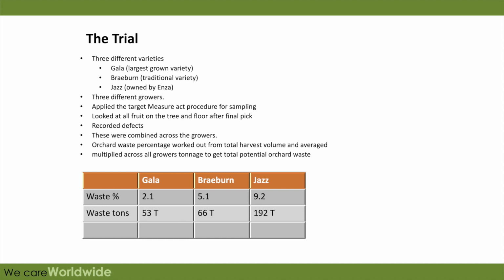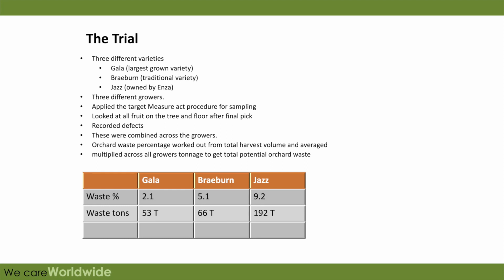We looked at all the fruit on the tree and on the floor, and all that's left after that final pick. So basically, in apple tree orchards, sometimes people will go in to pick the apples maybe 2 to 3 times, because not all apples are ready at the same time. So they'll pick the best ones, come in and then pick again and assess whether it's worth picking for a third.